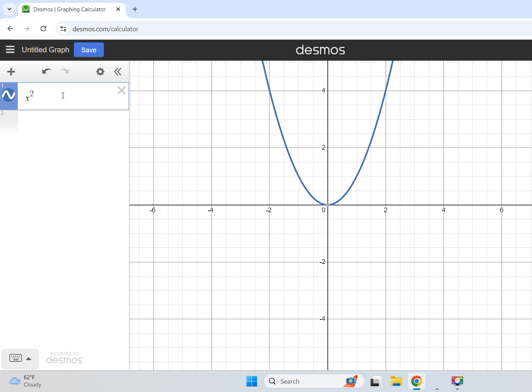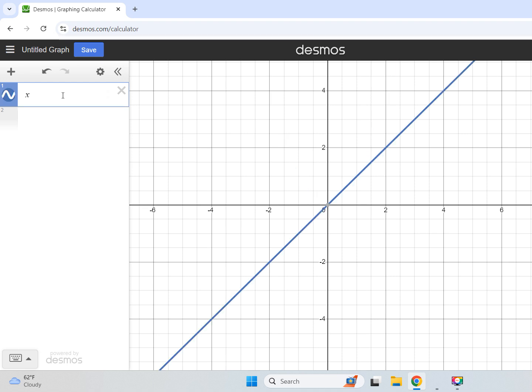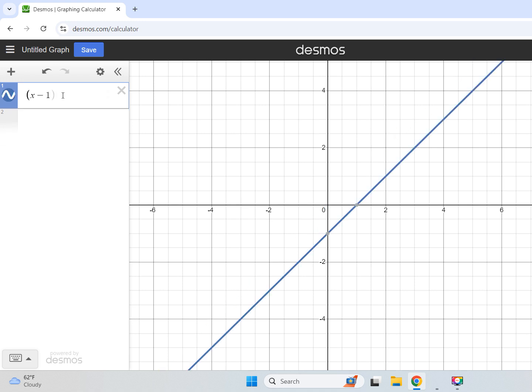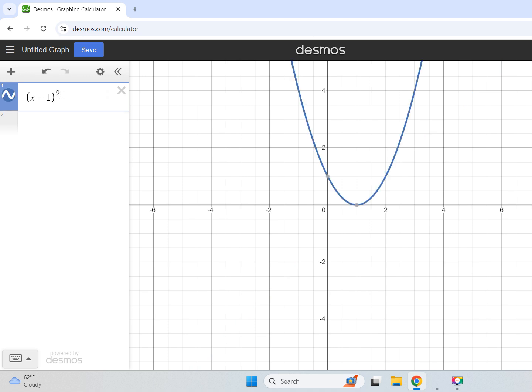What if we did something different? Now look at what happens if I go x minus 1 and then I square that. Now minus 1 inside the parentheses is shifting 1 to the right. The parabola gets shifted 1 to the right. Now, what if I do plus 1 inside the parentheses? Well, now the parabola gets shifted 1 to the left.